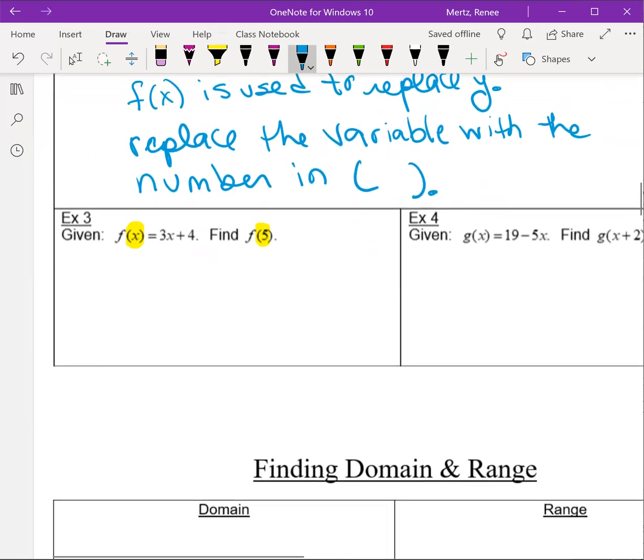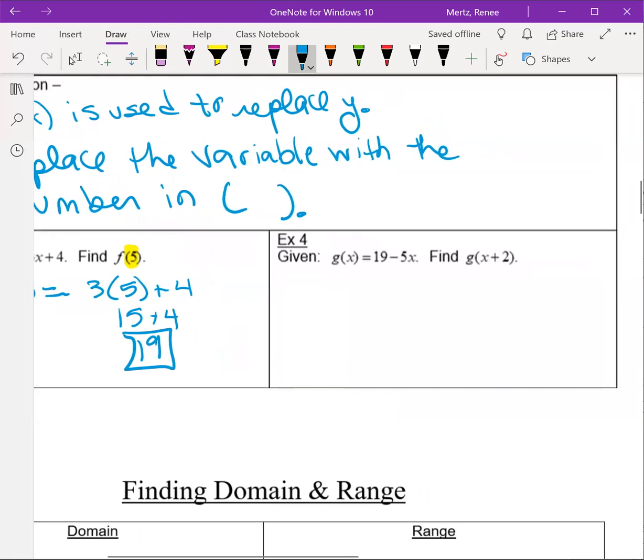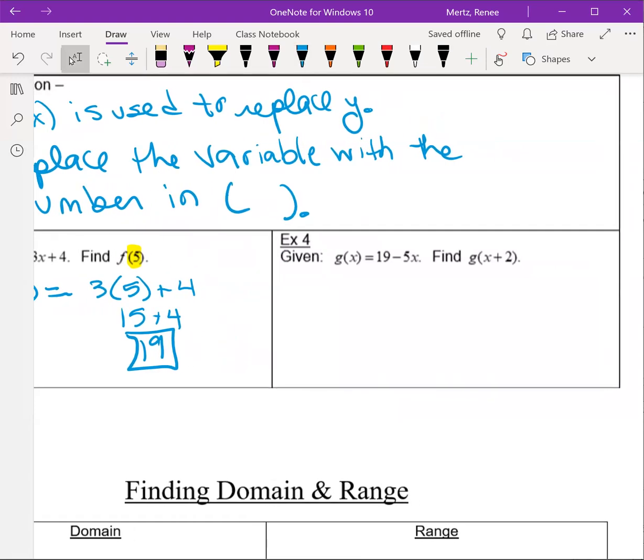Then we'll simplify. So f of 5, if you want to keep the notation, you can, means 3 times 5 plus 4. 15 plus 4 is 19. We do not touch this side. Just keep it f of 5. You don't do anything with that side. It's just saying the function evaluated when x is 5.